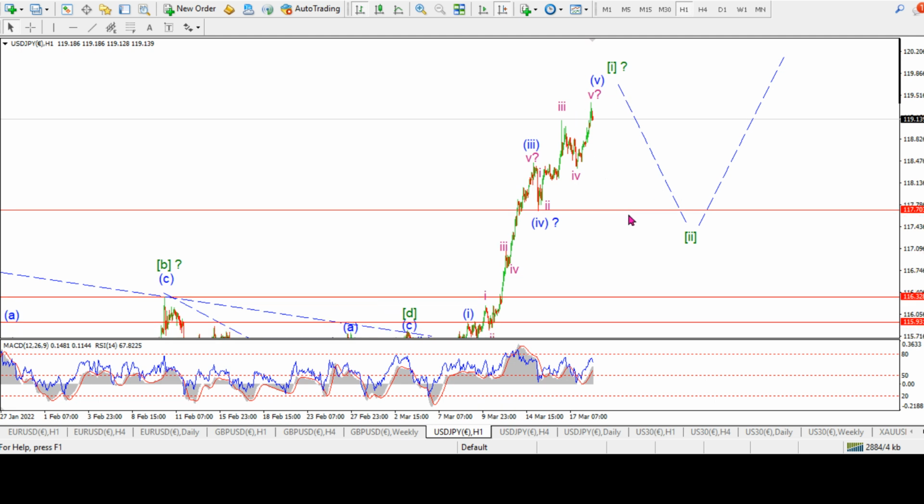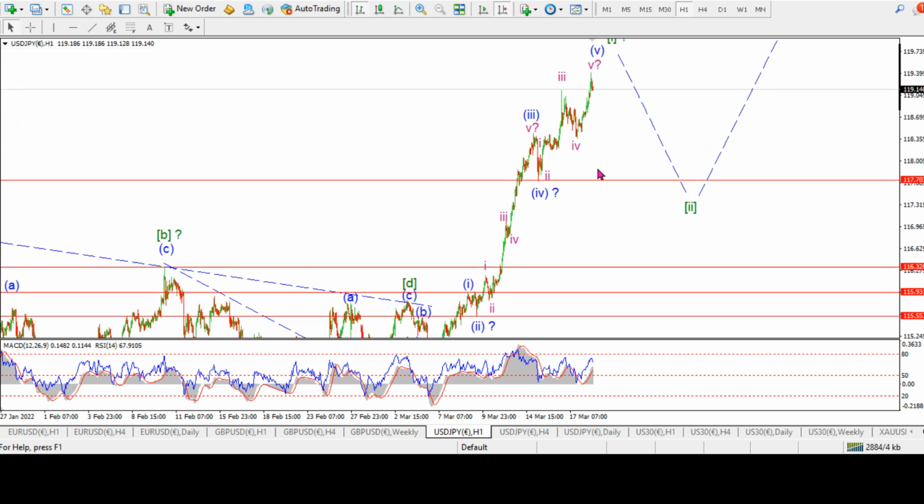All we haven't had yet is a reasonably sized corrective decline, maybe back towards 116 or so in a second wave. So that's what I will be expecting early next week, a corrective decline, probably back below 118 anyway, maybe towards a break of 117, and we'll see how that goes. Okay.